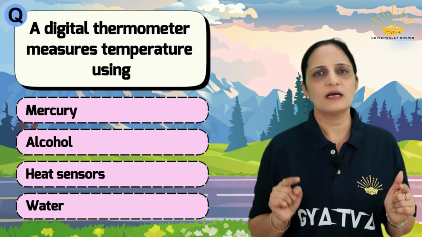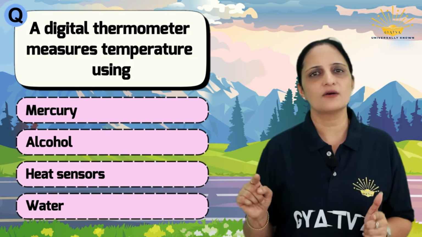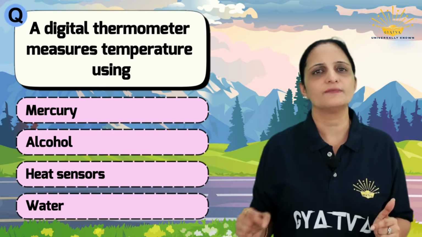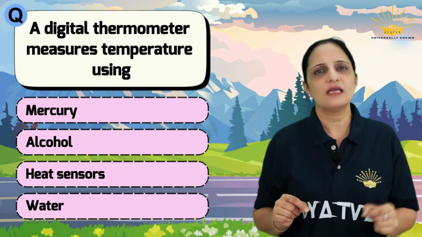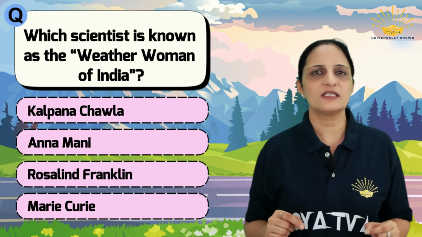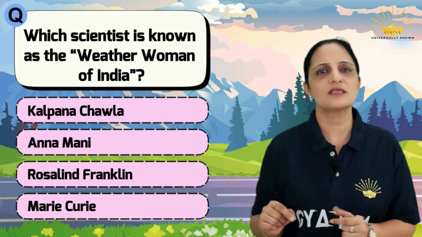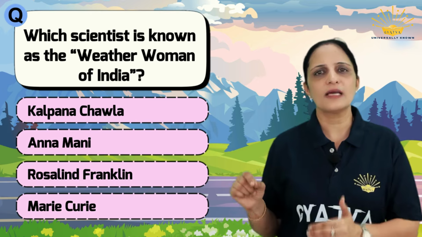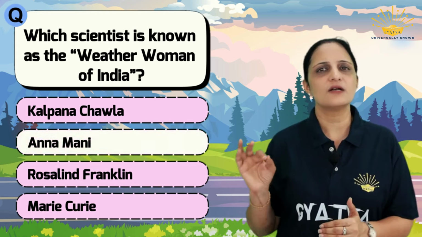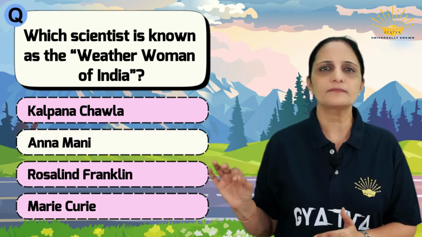Question number 15. A digital thermometer measures temperature using mercury, alcohol, heat sensors, or water. It is a digital thermometer, so it will measure using a heat sensor. Question number 16. Which scientist is known as the weather woman of India? It is Kalpana Chawla, Anna Mani, Rosalind Franklin, or Marie Curie. The correct answer is option B. Anna Mani is the weather woman of India.